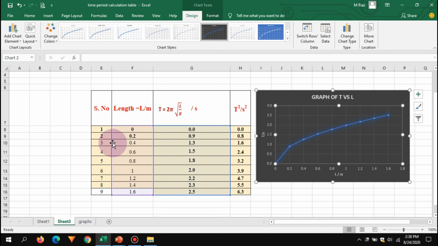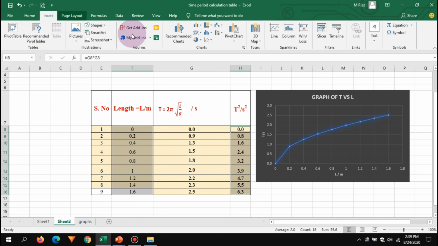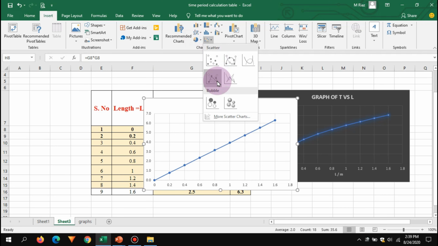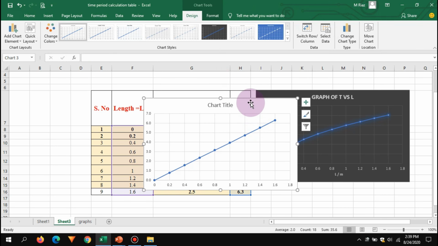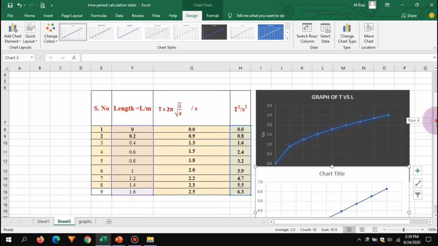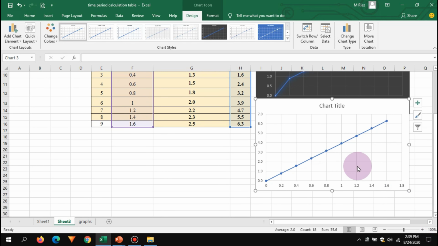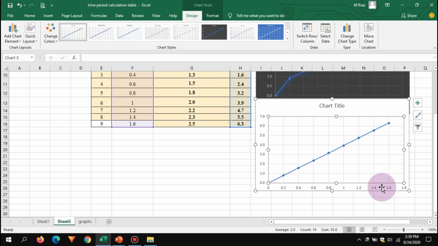Now I am going to draw the graph of length versus time period square. So choose this, press shift, click this, and then press Control, click here, press shift and click this. So now this and this, they are selected. Again you press insert and come here and take this. Now you see it's a straight line, which shows that time period square is directly proportional to length. So increasing length, time square increases proportionally. That is why the graph is a straight line.